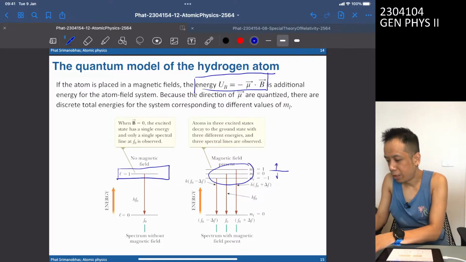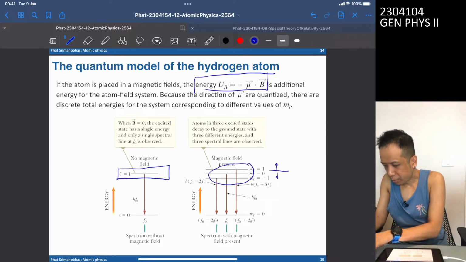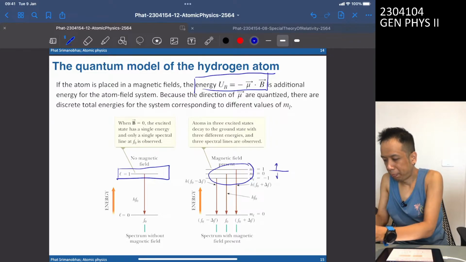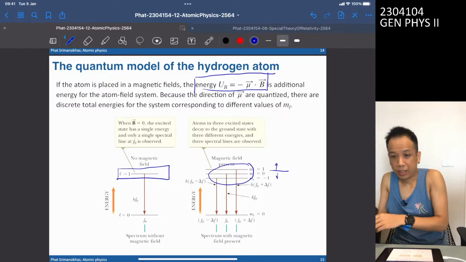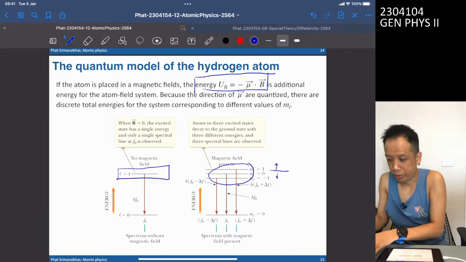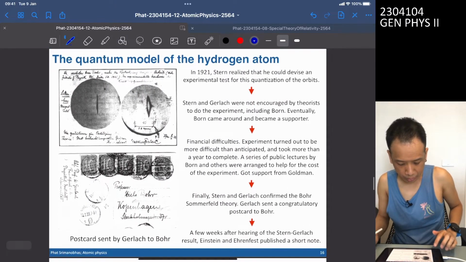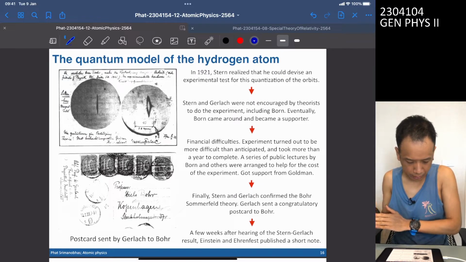Okay, so this shows that the quantum model works without modifications. So you can explain the Zeeman effect from this model, the quantum model of the hydrogen atoms.